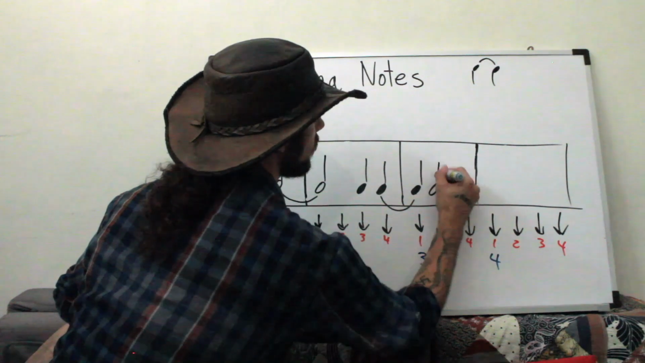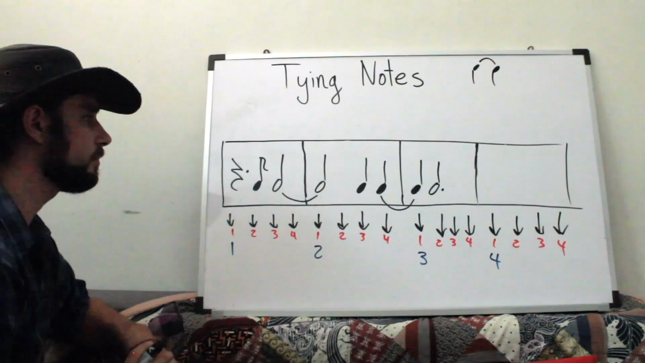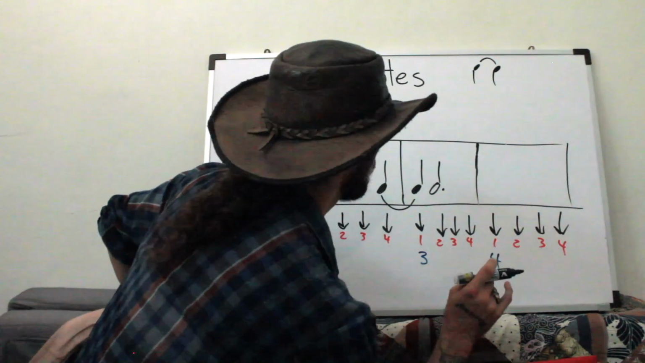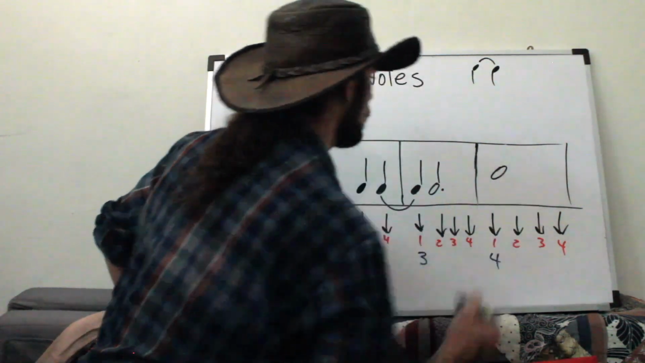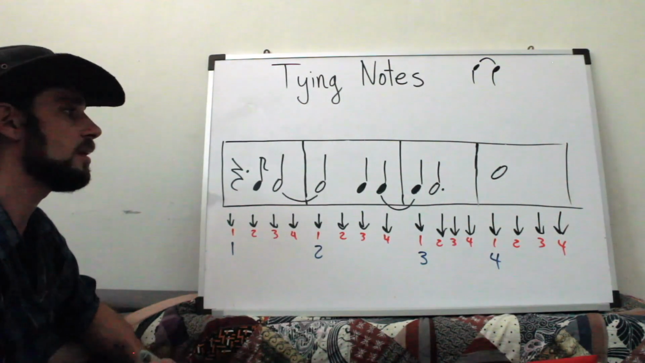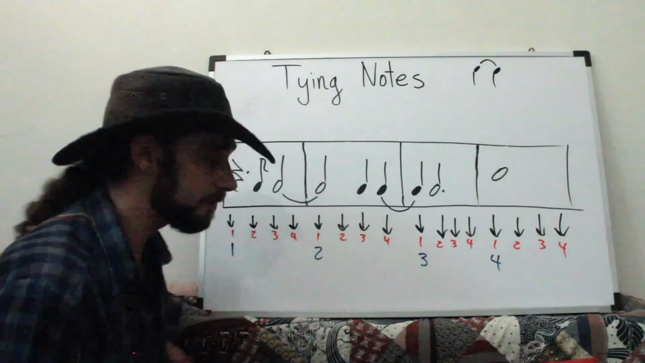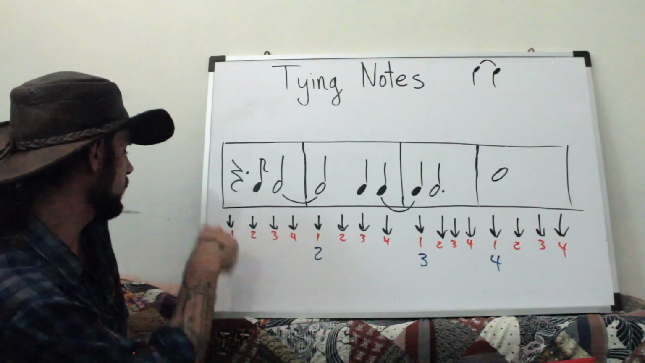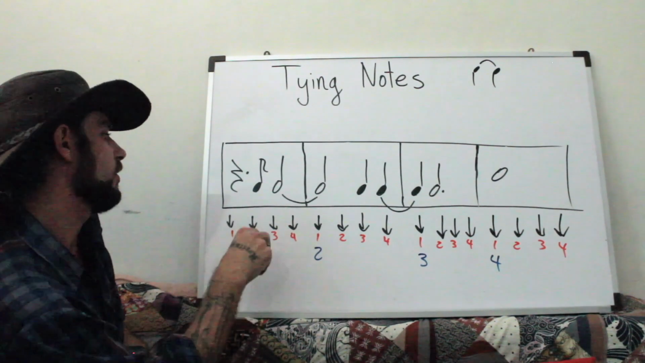Let's do a dotted half note. And then just have ourselves a whole note at the end. Alright, let's see what this sounds like. 1, 2, 3, 4.